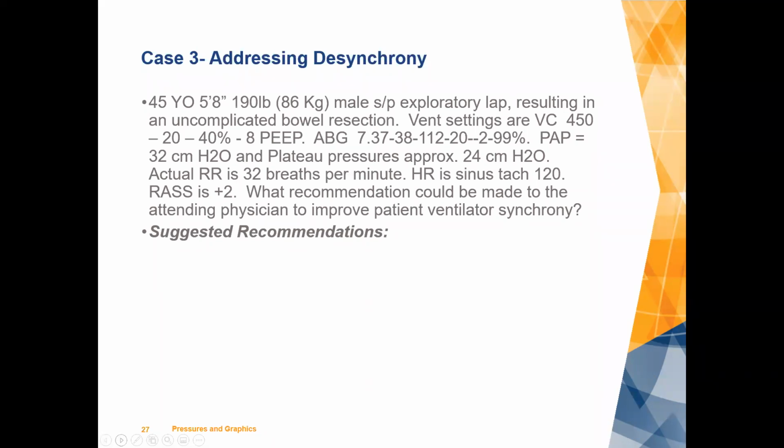The heart rate: the patient is in sinus tachycardia at 120. Not terribly high, but in the back of my mind I would want to know where this patient resides. If they normally reside at 65 and they're 120, I'm more concerned. If they normally reside at 95 and they're 120, well, patients in the recovery room or the ICU are under some element of stress. They've just been operated on. The RASS score: the patient is alert, maybe a little bit agitated.